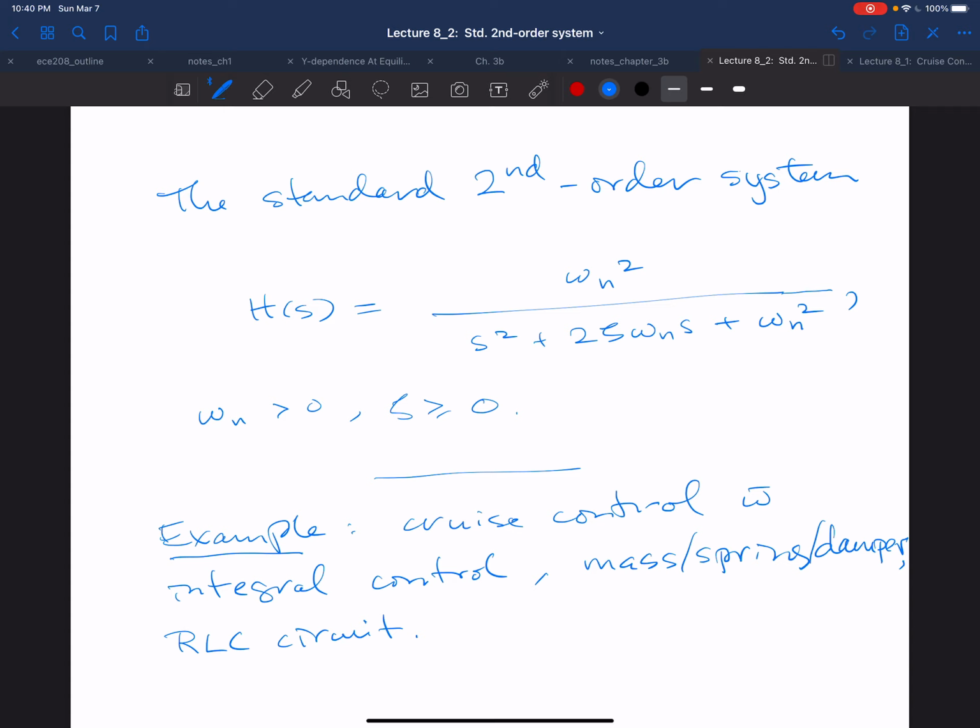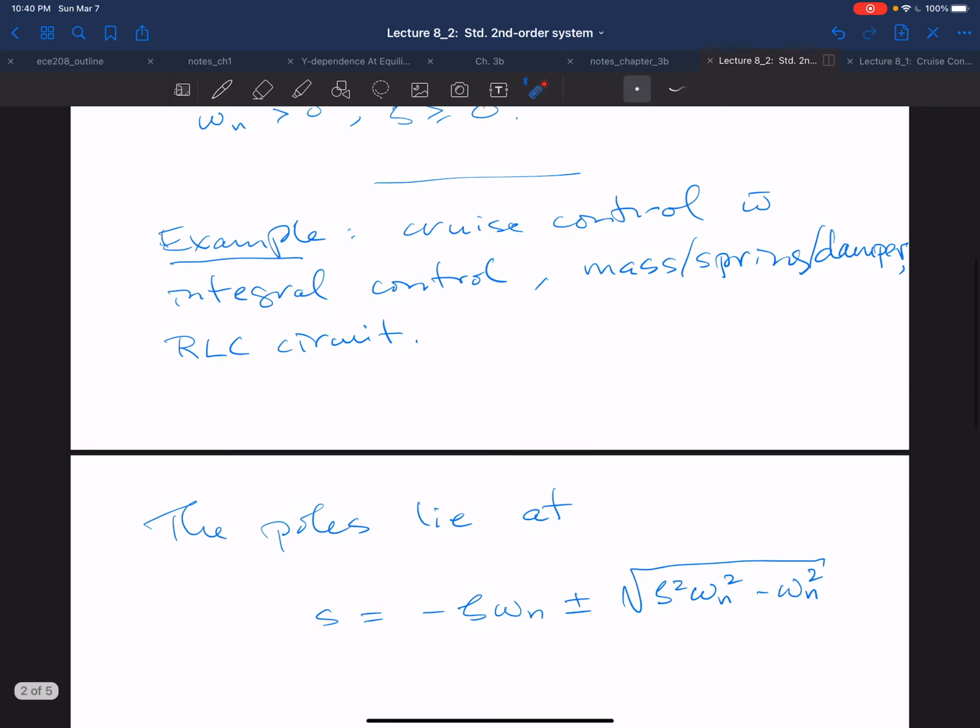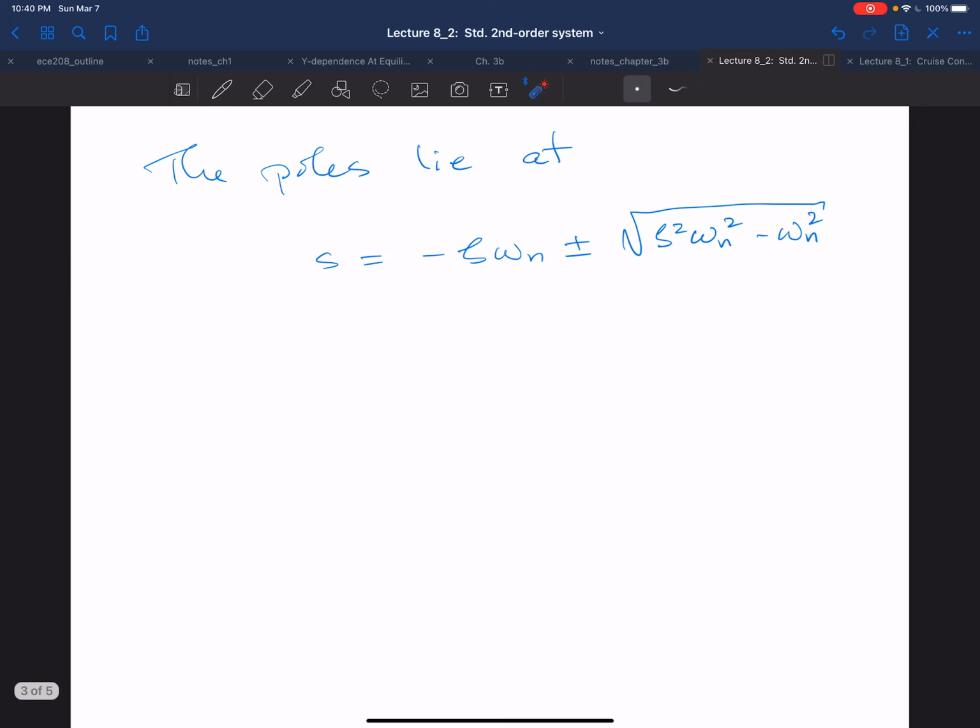As we said in the previous video, this parameter zeta is called the damping ratio and omega n the natural frequency. That terminology, in a sense, comes from the mass spring damper example. So suppose we wish to compute the responses of this system. Well, we're going to want to do some partial fractions expansion, so we're going to want to find the poles of the transfer function, that is the roots of the denominator.